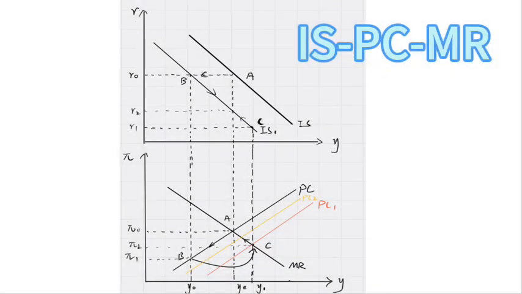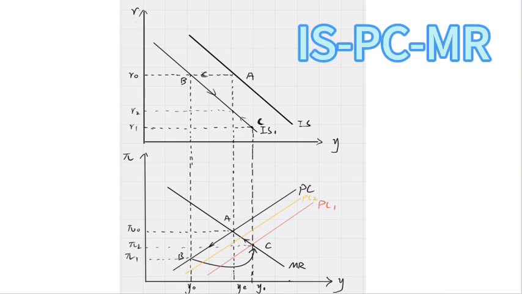Next part, let me introduce the IS, PC and MR curve model. Earlier, our group member mentioned a negative shock to demand. Next, I will describe what kind of policy is used when the country experiences a negative demand shock, and this process will be shown in this model. You can look at picture 1.